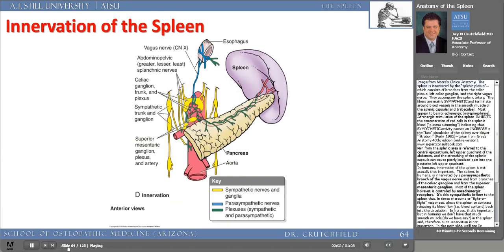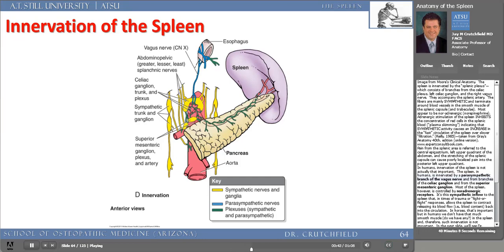In humans, innervation of the spleen is not actually that important. The spleen in humans is innervated by a parasympathetic branch of the vagus nerve, and also from branches from the celiac ganglion and from the superior mesenteric ganglion. Most of the spleen, however, is controlled by noradrenergic receptors. It's this sympathetic inflow to the spleen that in times of trauma or fight or flight response allows the spleen to contract, releasing its blood flow back into the circulation.